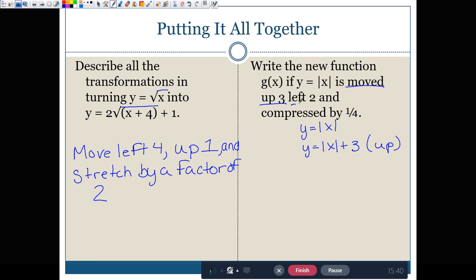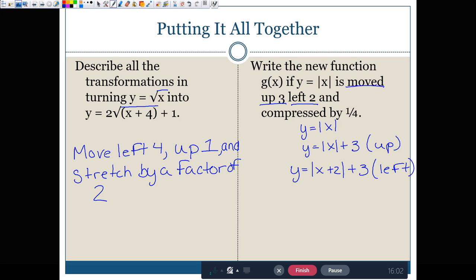Now I need to move left 2. When we move left and right, that's on the inside of my grouping symbol. So if I'm moving left, am I adding or subtracting? It's the opposite than what we normally would think. So it's going to be adding 2. So that's left.